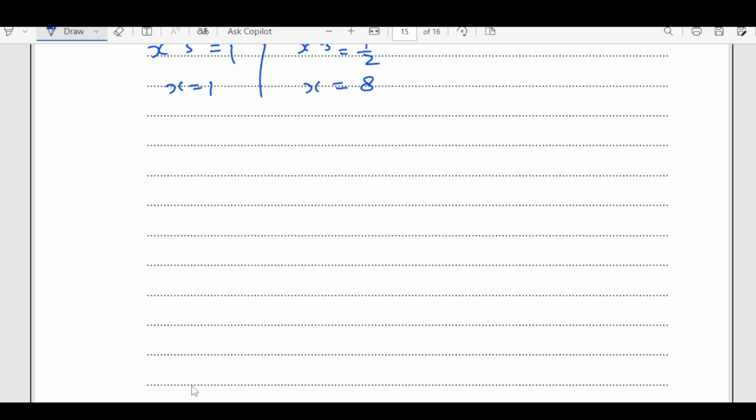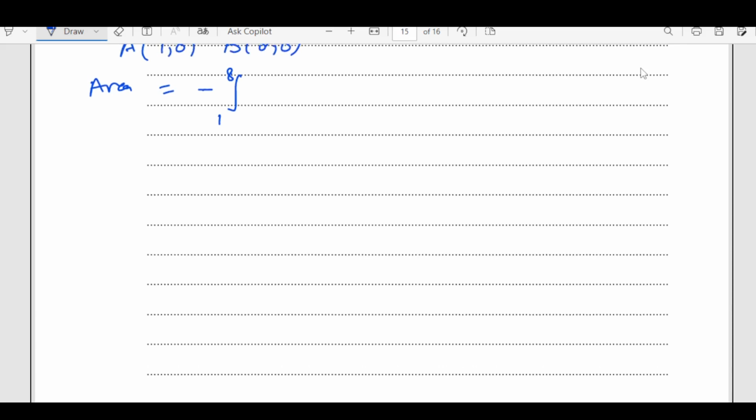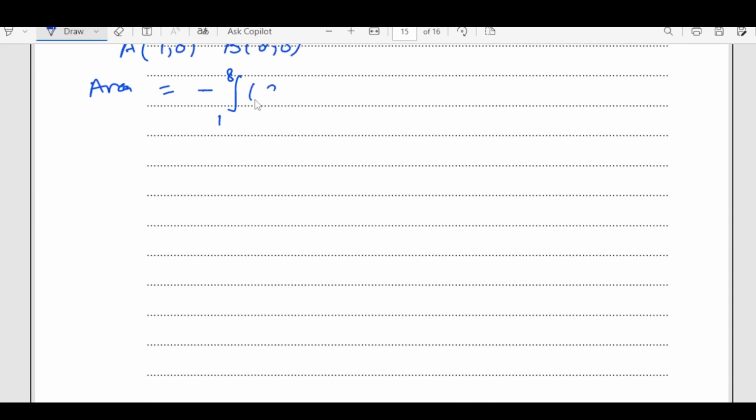So now for the area, we will get the points of A. So A is now x is 1 and 0 and B is 8 and 0, right? So now the area is going to be minus because it's under the curve, so it will be minus. So 1 to 8. As you see here, our curve is from 1 to 8. We already got those points. So 1 to 8 of the curve, y is 2x minus 2 over 3 minus 3x minus 1 over 3 plus 1 dx, right? So now once you integrate this, this is going to be negative 6x power 1 over 3 minus 9 over 2 x power 2 over 3 plus x, limit is from 1 to 8, right?